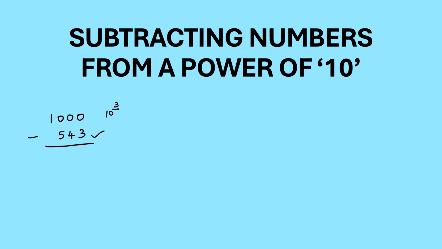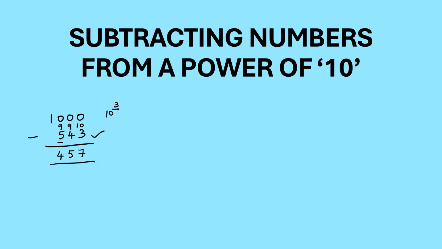Starting from the leftmost digit of the number that we are subtracting, we write a 9 above each digit until you reach the last digit. When you reach the last digit, you write 10 above it. Now, starting from the leftmost digit, you do the subtraction. 9 minus 5 is 4, 9 minus 4 is 5, 10 minus 3 is 7. And there you have it, 457 is your final solution. If you noticed, we've done the subtraction without any borrowing.